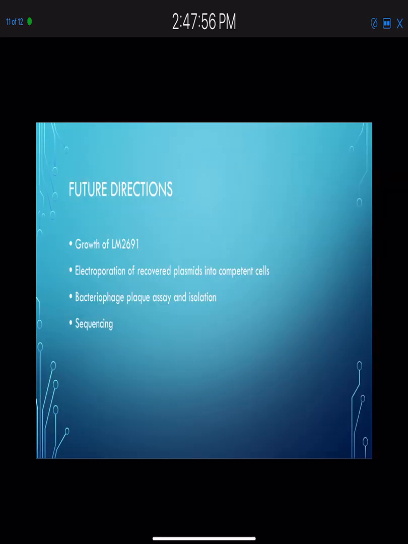Where we stopped was after plasmid purification, where we got the truncated P12 numbers 2 through 5, and we were not able to get truncated primer of P12 number 1. So what needs to happen now is we need that growth of LM2691, the HB10Y PD with T7 polymerase. That needs to occur for electroporation to occur.